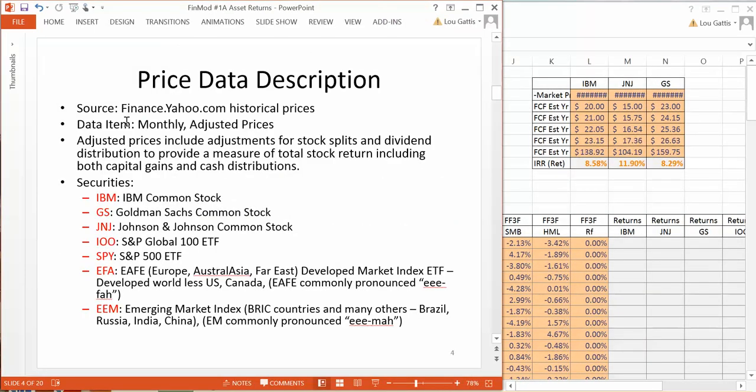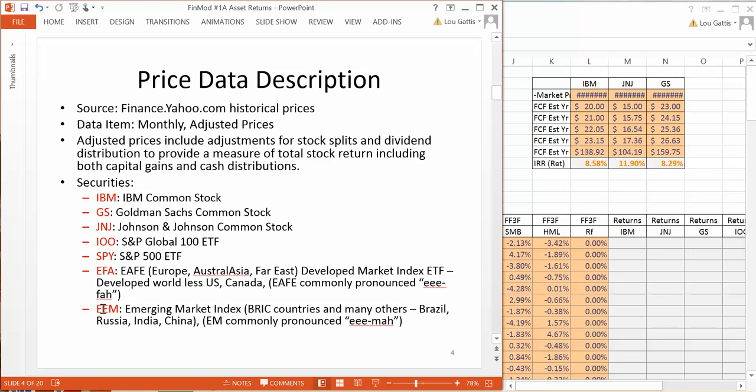The data is from finance.yahoo.com, historical monthly adjusted prices, and the securities are IBM, Goldman Sachs stocks, J&J stock, IOO, which is an S&P Global 100 ETF, SPY is an S&P 500 ETF, EFA, which is a Europe, Australasia, Far East Developed Market Index fund, so it tracks developed markets, excluding the US and Canada, so it would include economies like much of Western Europe and Japan, Germany, the big economies, Australia.